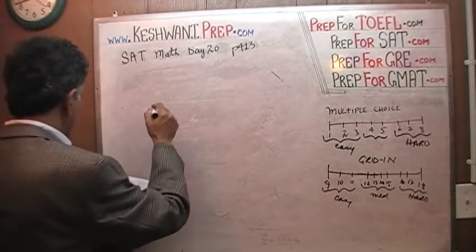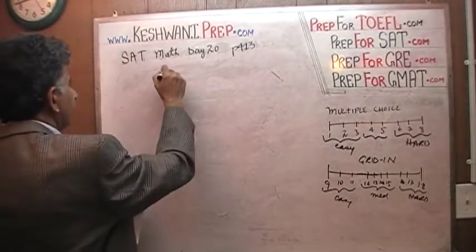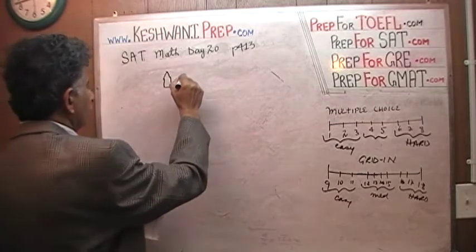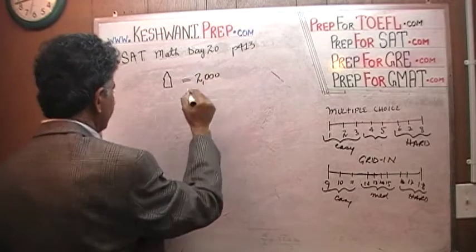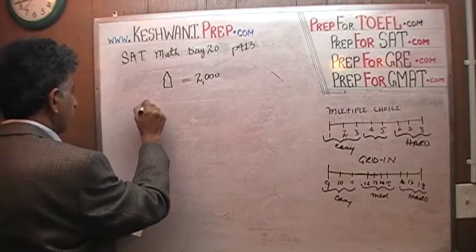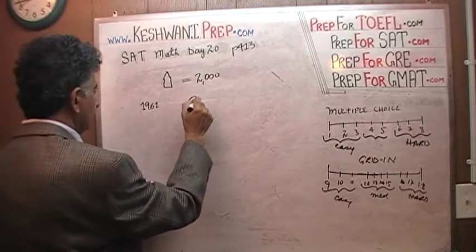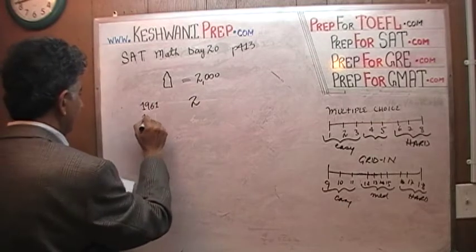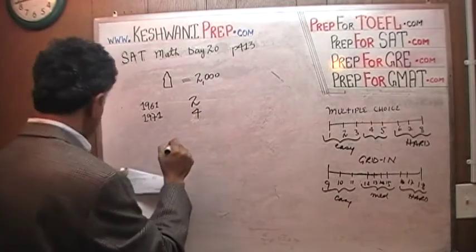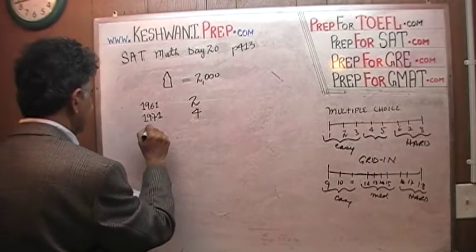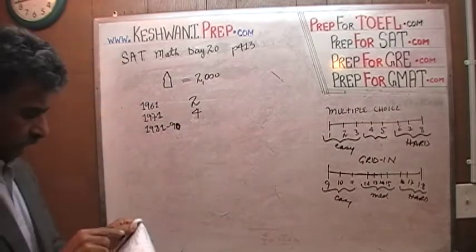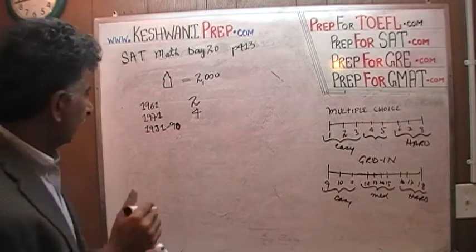And each of these symbols here represents 2000. We just have to count how many there are. From 1961 to 1970, we have 2 of those symbols. And from 1971 to 1980, we have 1, 2, 3, 4 of those symbols. And then from 1981 to 1990, we have, let's see, 1, 2, 3, 4, 5, 6, 7, 8 of them.